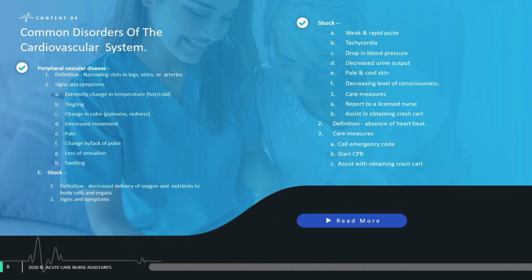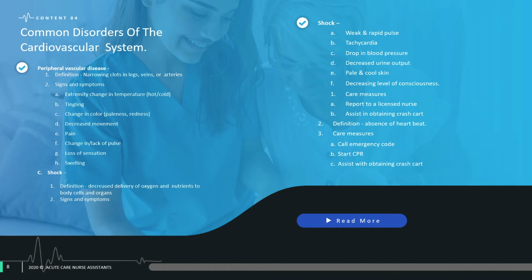Peripheral vascular disease. Definition: narrowing clots in the legs, veins, or arteries. Signs and symptoms: extremity change in temperature, hot to cold, tingling, change in color, paleness, redness, decreased movement, pain, change in or lack of pulse, loss of sensation, and swelling.